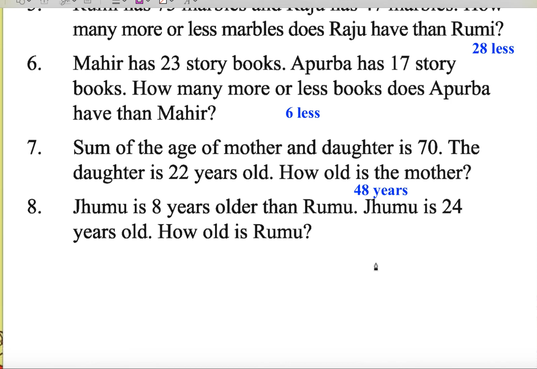That is correct. Jumi is 6 years older than Rumu. Jumi is 24 years old. How old is Rumu? Jumi is 8 years older than Rumu. Then subtract 8 from 24. 16 years.